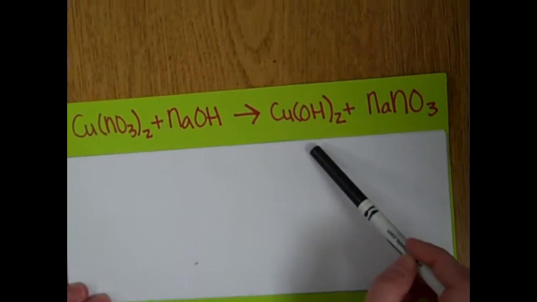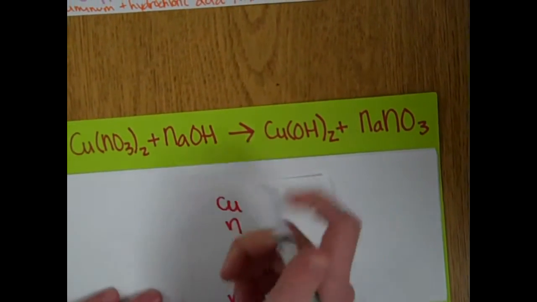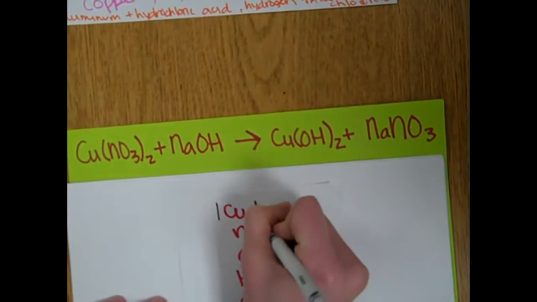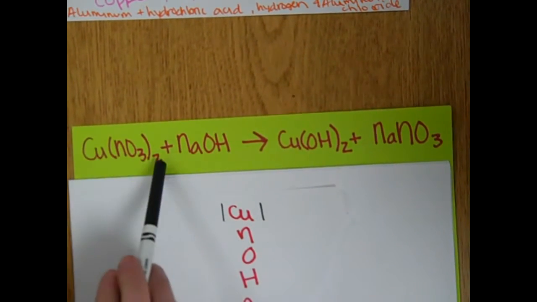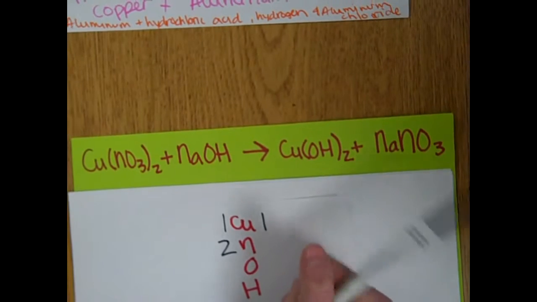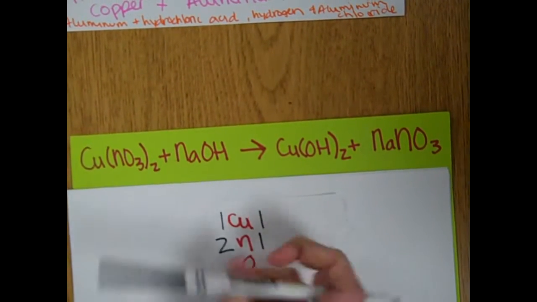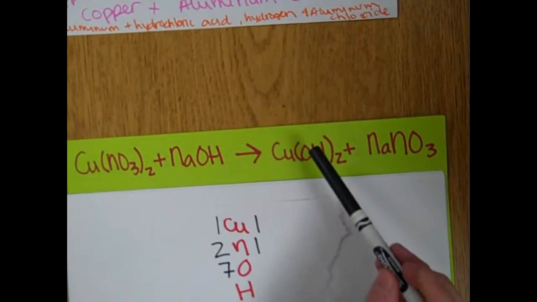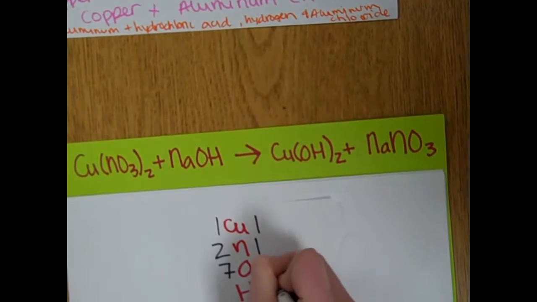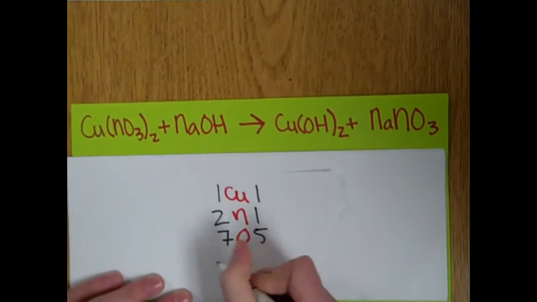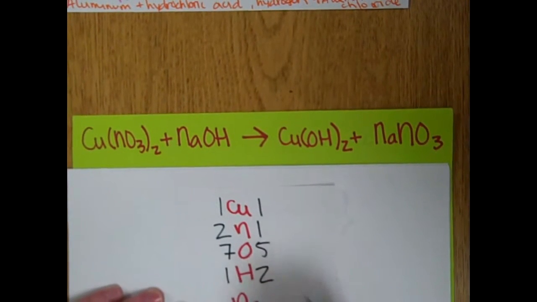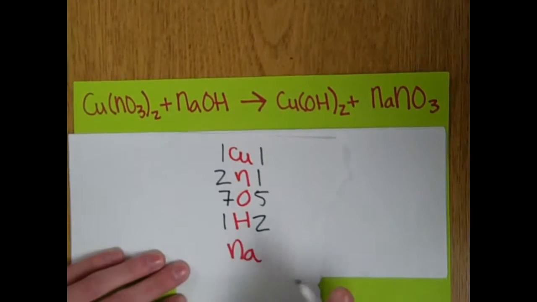In the second equation, we start with copper nitrate and sodium hydroxide, and they form copper hydroxide and sodium nitrate. So the elements: copper on this side, there's 1. On the other side, there's 1. For nitrogen, there's 1, 2 on this side, and 1 on the other. Oxygen, 1, 2, 3, 4, 5, 6, 7, and 1, 2, 3, 4, 5. Hydrogen, 1 and 2. And sodium, there is 1 and 1.